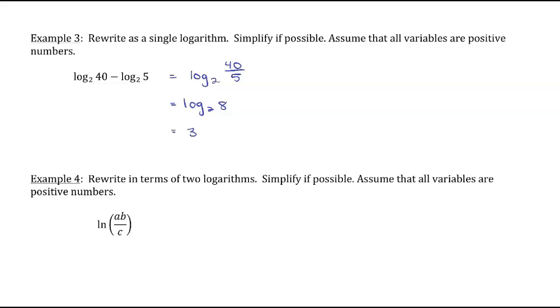In example 4, we will rewrite this in terms of two logarithms using the quotient rule. Remember that natural log is log base e. We can first rewrite this as the natural log of the numerator, a times b, minus the natural log of the denominator, c. Notice that we can also rewrite the natural log of a times b using the product rule. In fact, we can split this into the natural log of a plus the natural log of b. So now we've rewritten this single logarithm in terms of three logarithms.